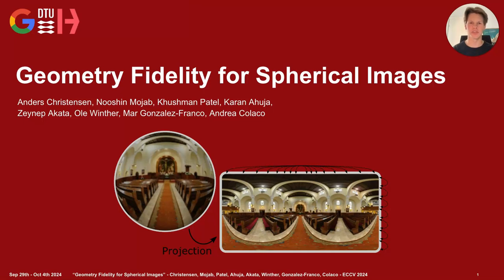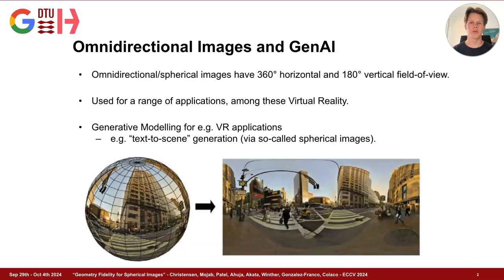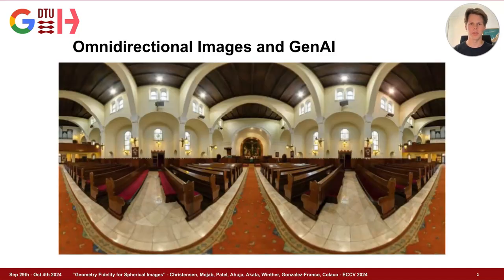In this video I will give an overview of our ECCV paper, Geometry Fidelity for Spherical Images. Omnidirectional or spherical images have become an interesting format for image generative models for applications like virtual reality, since they capture a full scene in a single coherent image.